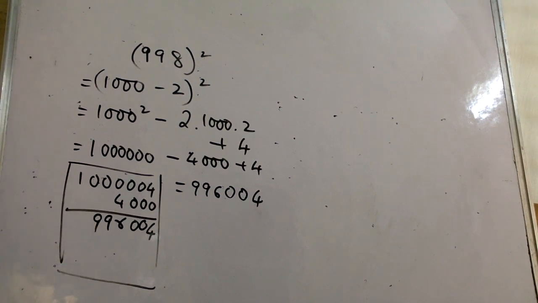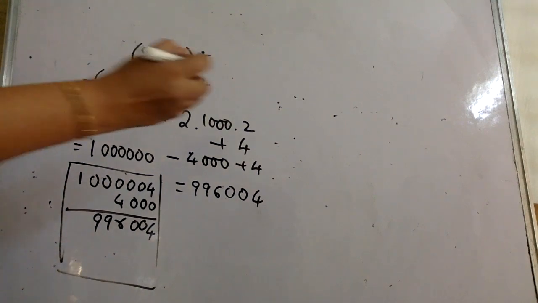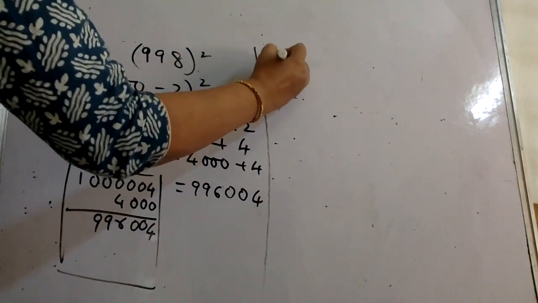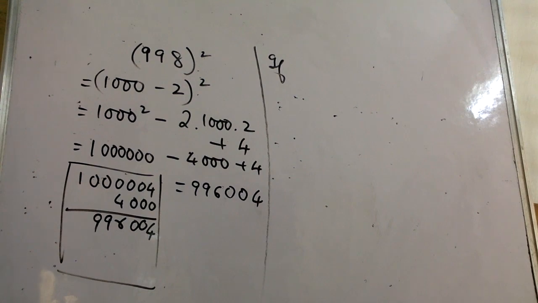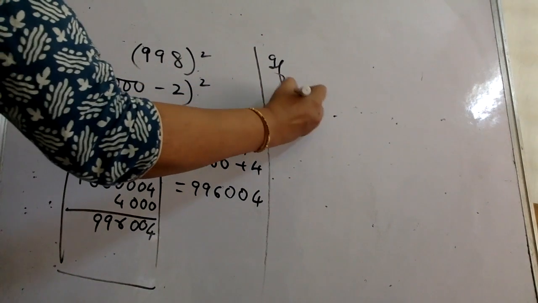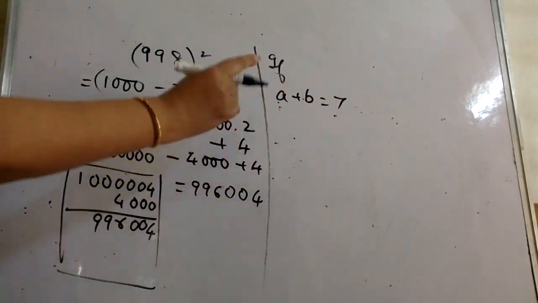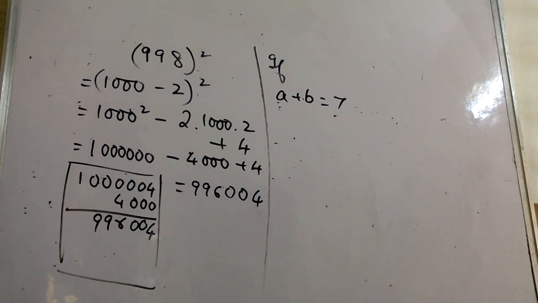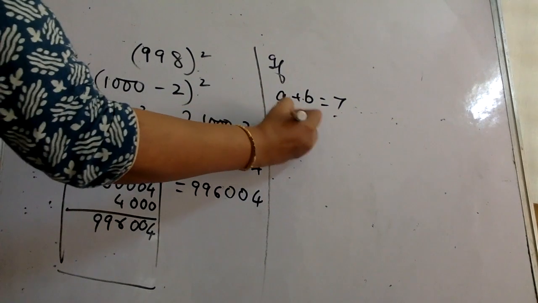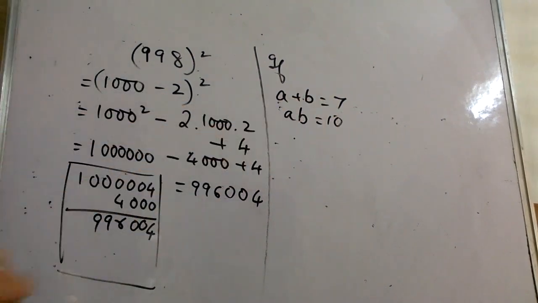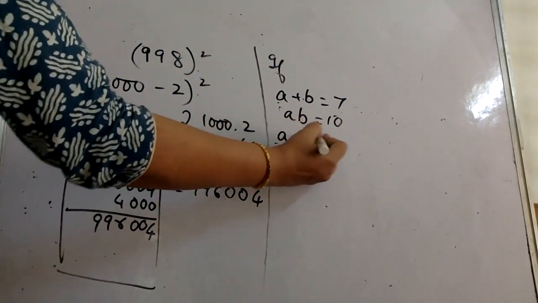Okay, this is our next question, which is slightly different. If you see this, they are saying a plus b is 7, a plus b is 7. This is a particular type of question. Okay, a plus b is 7 and ab is equal to 10. ab is equal to 10. Then they want the value of a minus b. They want a minus b.